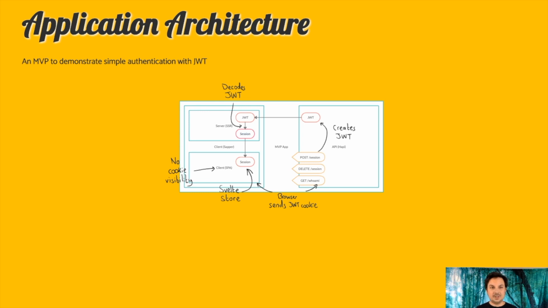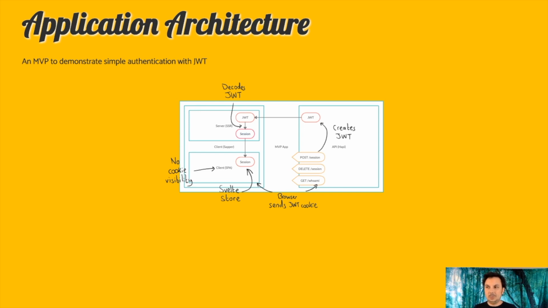So, the application architecture. The important thing about this architecture is that these two applications, there's an API side and a Sapper. So there's a Hapi API and there's a Sapper client. Two different applications. They should live on the same domain. The reason they should live on the same domain is because cookies are domain specific. If you set a cookie on a certain domain, it's only usable on that domain.